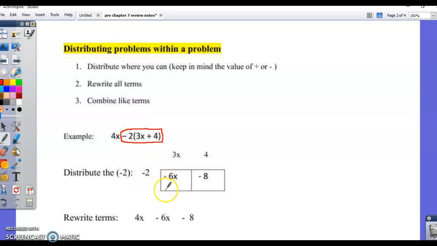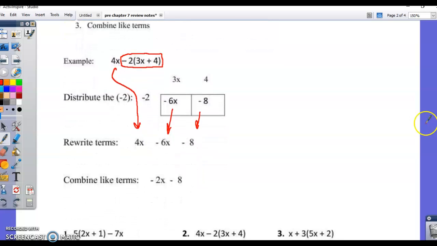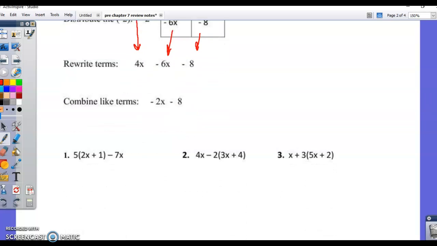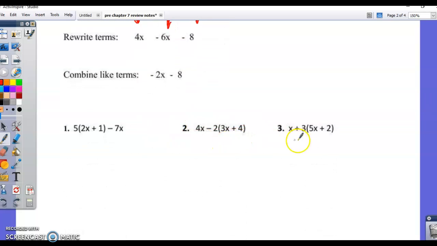This is that box method that we would use where you put the 3x and the 4 up here, the negative 2 out here. So negative 2 times 3x is negative 6x. Negative 2 times 4 is negative 8. So we can write these right there, and we bring down our original 4x, and then we're doing what we did on the previous page where we're combining like terms. So 4 and a negative 6 combines to a negative 2x, and then we have our negative 8. So that would be the final answer there. We can't go any further. So go ahead and try these, maybe pause it, and then check your answers as we go.